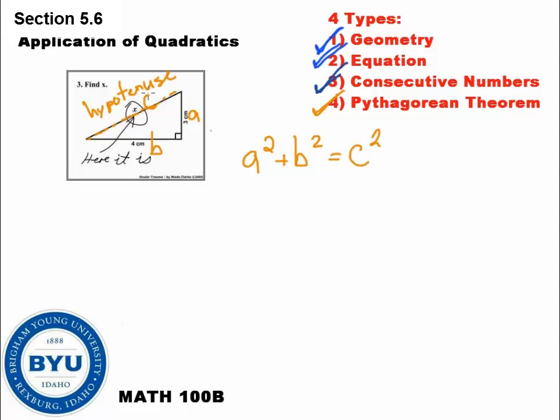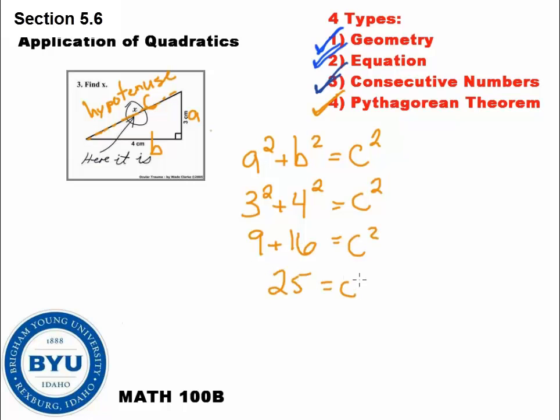So if we were to actually find what x is, we could plug these values in. I'd plug 3 in for a, 3 squared, plus plug 4 in for b, 4 squared, equals c squared. I would get 3 squared, which is 9, plus 4 squared, which is 16. That equals c squared. 9 plus 16 is 25, equals c squared.